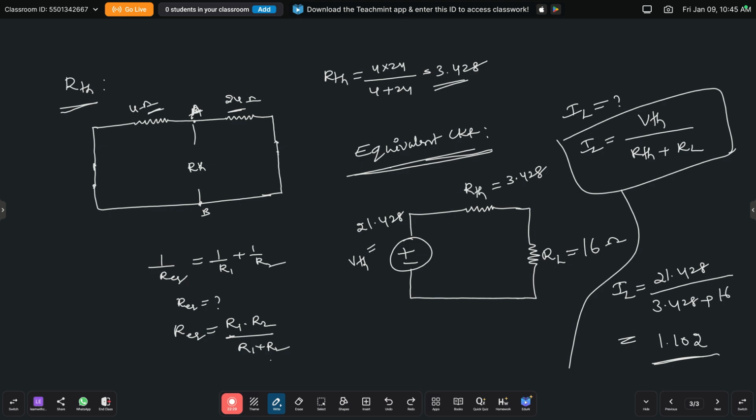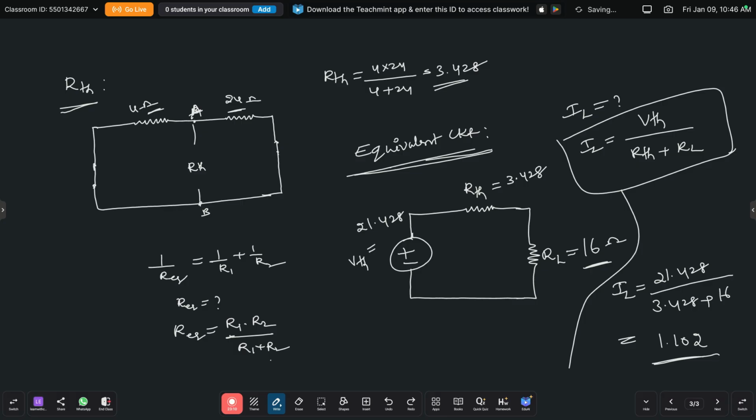How can we draw the equivalent circuit? That is according to the statement of Thevenin's theorem. What is the statement of Thevenin's theorem? Any linear bilateral network consisting of several resistances and voltage sources can be replaced by a single voltage source in series with a single resistance, connected across a load resistance. You just give the values: V Thevenin, R Thevenin which we already have, and R L, the load resistance. The load resistance is where we need to find the current. In the question we need to find the current through the 16 ohm resistance, so that is R L.